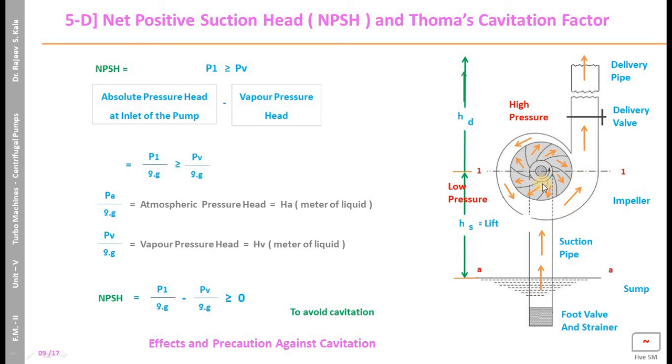So cavitation is defined as the phenomenon of formation of vapor bubbles in a flowing liquid in a region where the pressure of the liquid falls below its vapor pressure, and the sudden collapsing of these vapor bubbles in a region of higher pressure. Then there is a chance of cavitation. So to avoid cavitation, net positive suction head must be greater than or equal to 0.